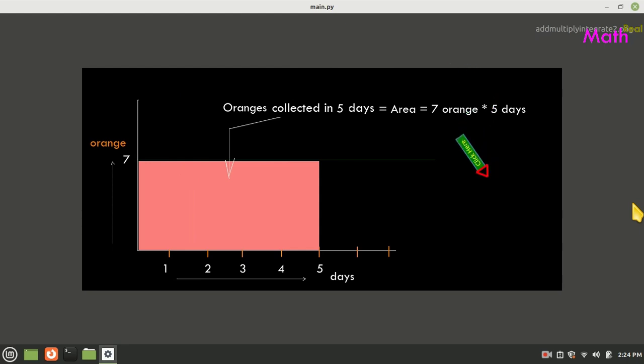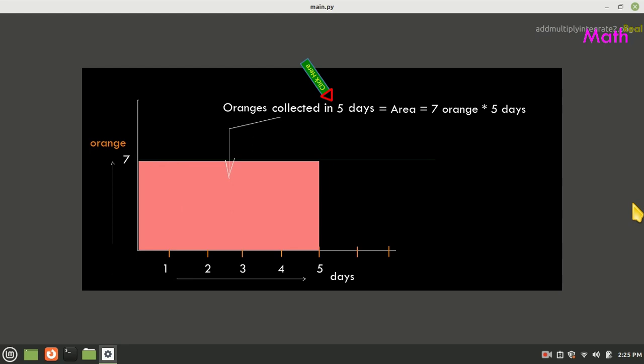So oranges collected in 5 days is equal to area, equal to 7 oranges into 5 days. Because area of rectangle is one side multiplied by another side. So this height is 7 and this is 5, it looks the other way, but this is how it is. So 7 into 5 becomes 35. So 7 oranges collected every day, at the end of day 5 it is 35. So 35 can be achieved by multiplication, 7 into 5. 7 added 5 times, that is also 35, or area. If I calculate this area, the number of oranges collected in 5 days, that I can get. So this is another way.